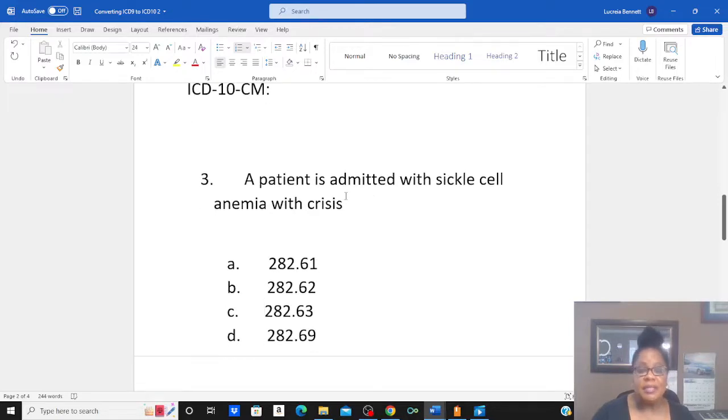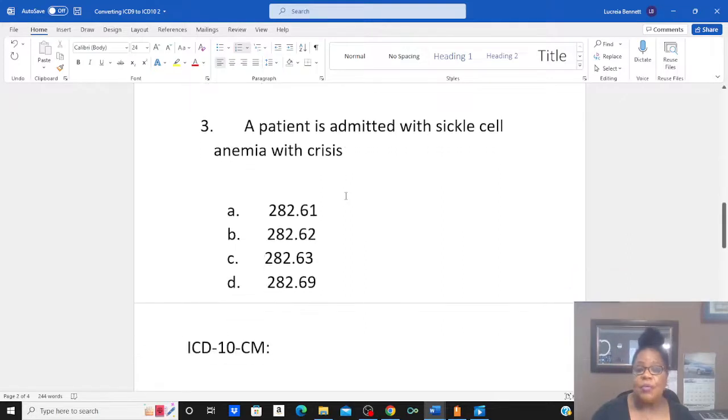And example number 3. A patient is admitted with sickle cell anemia with crisis. What would be the correct ICD-10-CM codes for this circumstance? All right, guys?